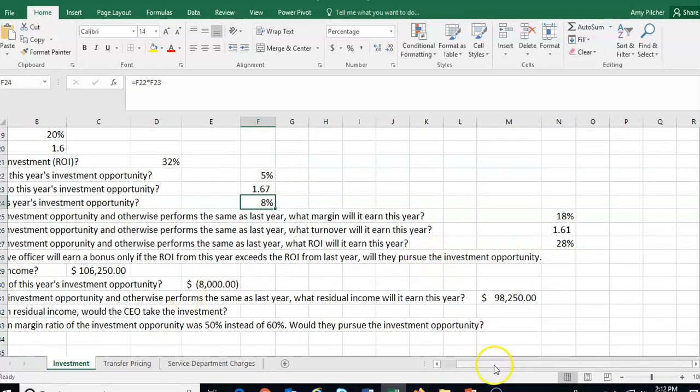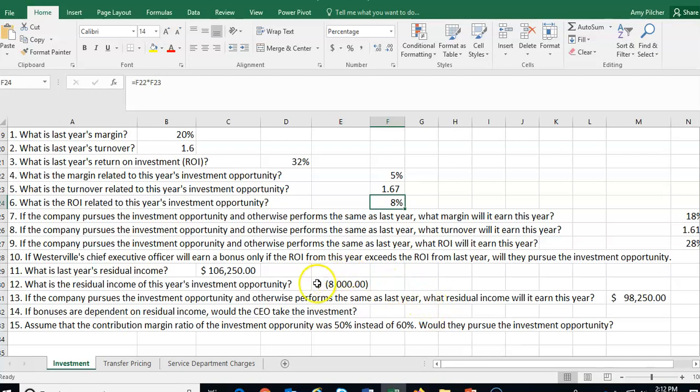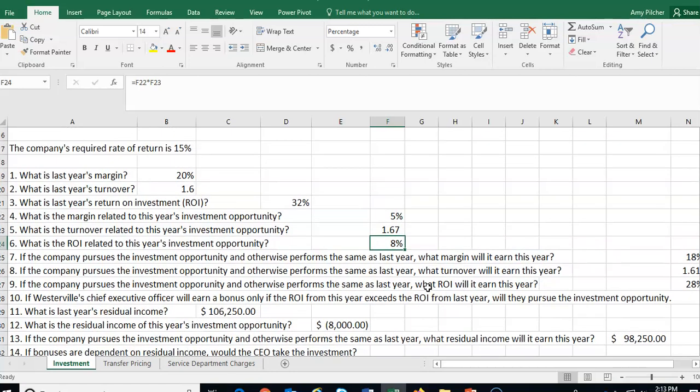We also see that now, instead of a 12,000 positive residual income from that investment, we have negative 8,000 residual income from that investment. So that makes a huge difference in whether we would accept that investment or not.